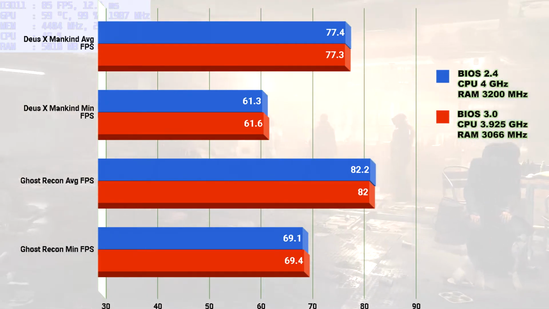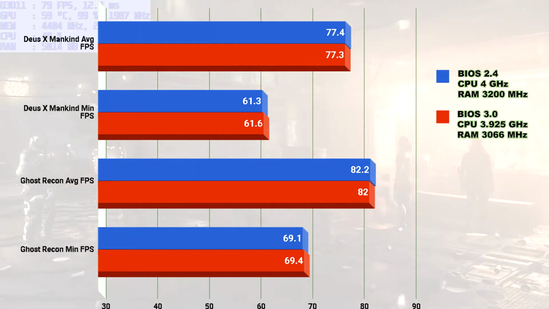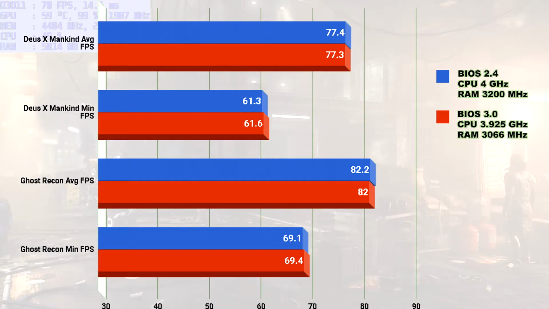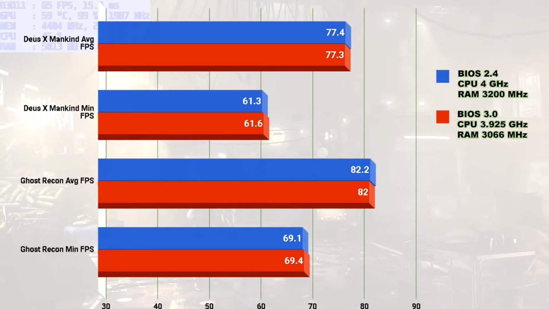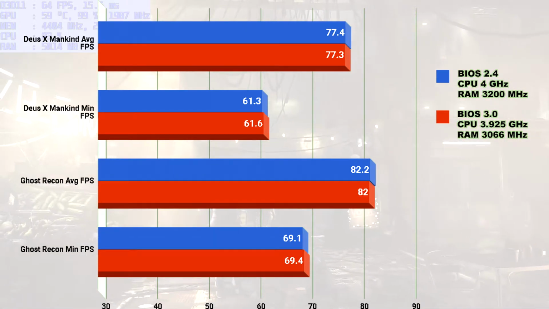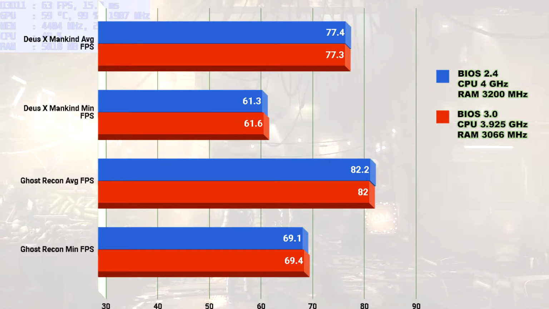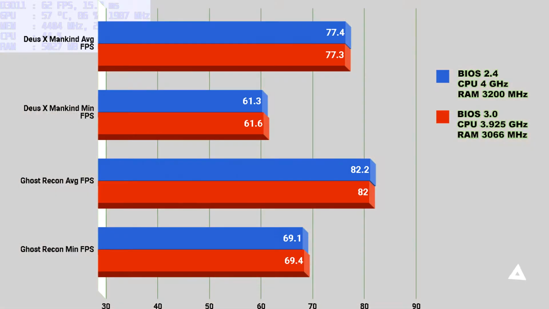And the reason I'm switching to BIOS revision 3.0 is that my settings that give the same performance in BIOS revision 2.4 aren't really super stable. I'm going to leave this chart up for you guys to soak it all in and make a decision yourself.